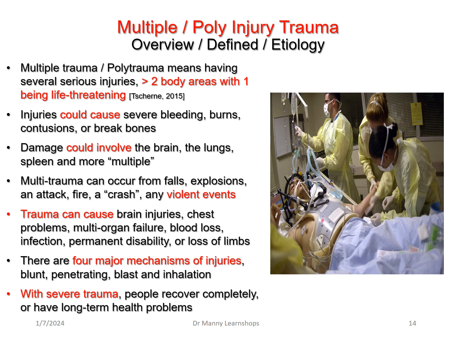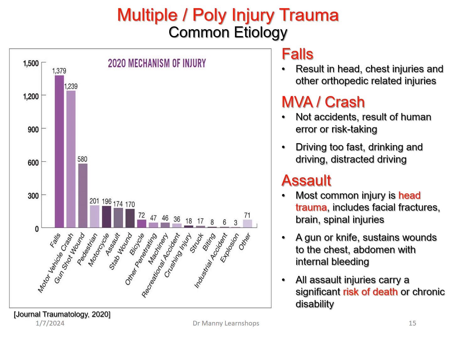Now, there are 4 major mechanisms of injuries, which we're not going to be reviewing all of them, but the most common mechanisms are blunt injury, penetrating injury, blast injury, and inhalational. And typically here, with severe trauma, people usually recover completely, or they may have ongoing issues, or they may have chronic long-term health problems as a result of it. Now, the common causes of polytrauma are falls, motor vehicle accidents, and assaults.